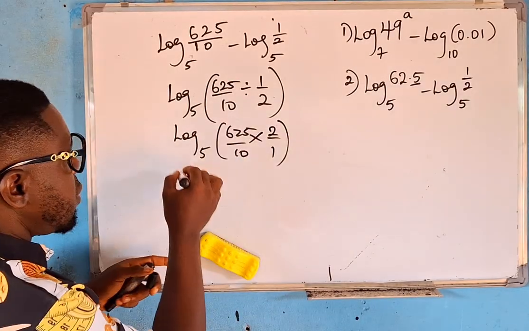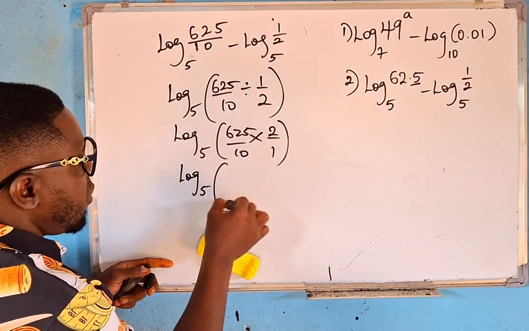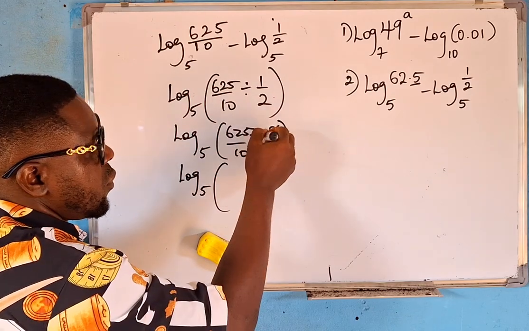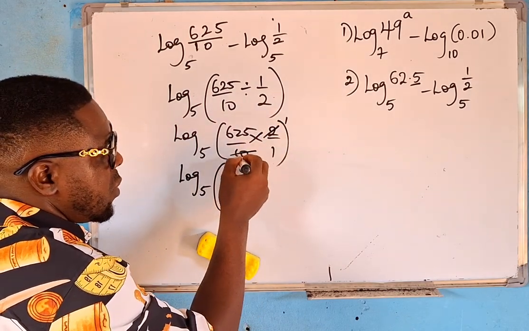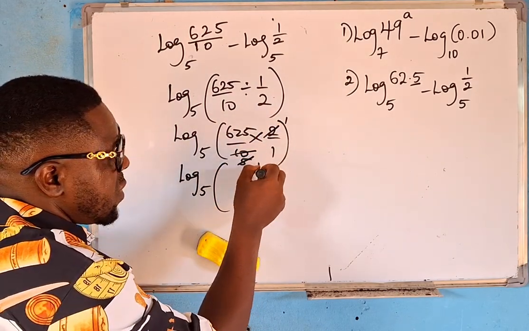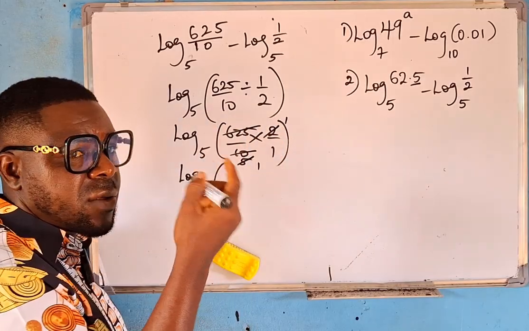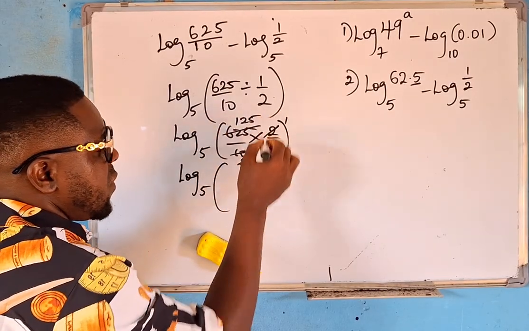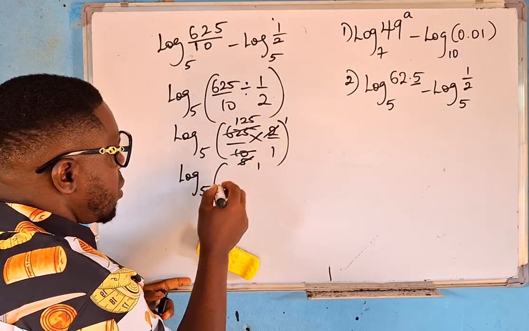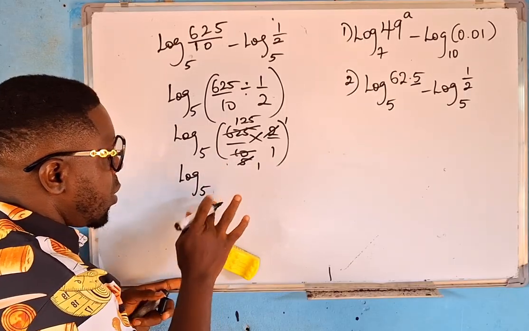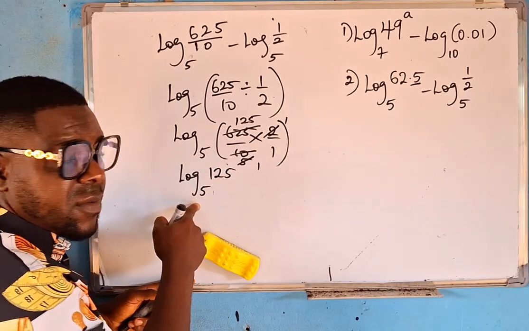So this will give us log base 5 in bracket, 2 here will give us 1. 2 in 10 will give us 5. 5 into itself is 1. 5 into 625 will give us 125. So this will give me log 125 base 5.